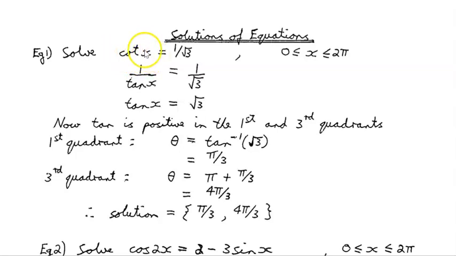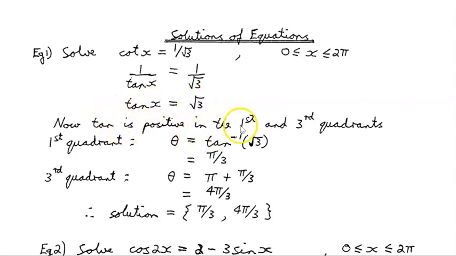Well, cotangent x, or cot x, is simply 1 over tangent x, or 1 over tan x. So 1 over tan x is equal to 1 over the square root of 3. And what we can do is take the reciprocal of both sides, so in the end we're trying to solve the equation tan x equals the square root of 3.